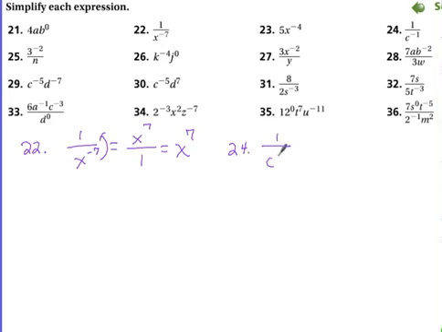1 over c to the negative 1. Again, that's negative. We'll move it up top. So it's just c over 1, or c.